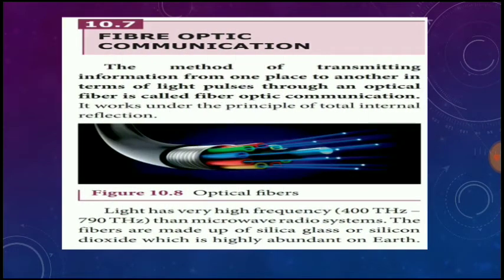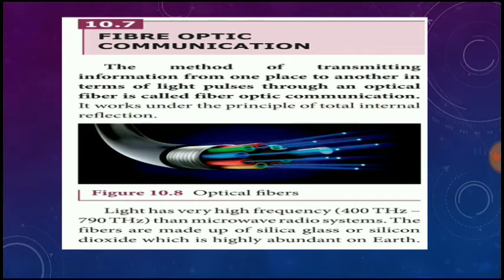And the next topic is fiber optic communication. Yes, this is the definition of fiber optic communication, a 2 mark question. The method of transmitting information from one place to another in terms of light pulses through an optical fiber is called fiber optic communication. And the important 1 mark is that it works on the principle of total internal reflection. This principle is an important 1 mark question. The question is, which principle is used in optical fiber communication? You should write total internal reflection.